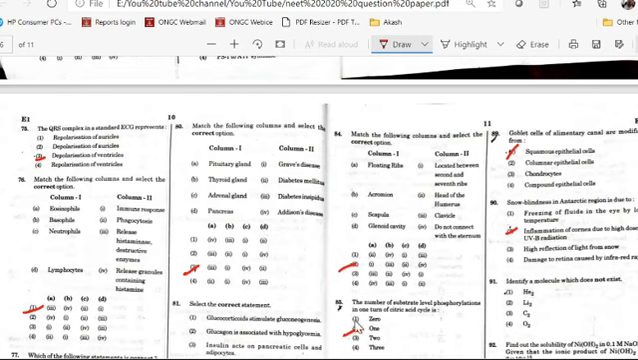I think within 10 minutes I will discuss all the answer keys with you. You just have to match your answers with our answers.